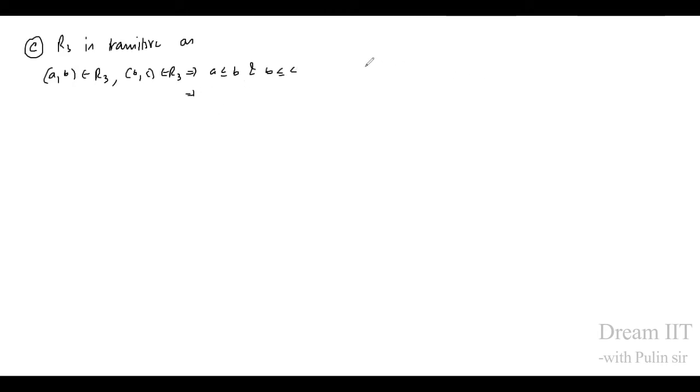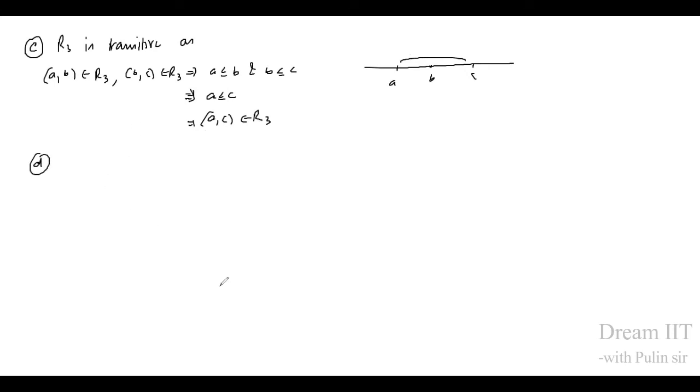So now you see, if you take a simple number line, A is less than B and B is less than C. So obviously A is less than or equal to C, right? This happens in the less than or equal to relation. So I can say that this is true. So if this is true, the ordered pair (A, C) will also belong to this. So it is transitive.